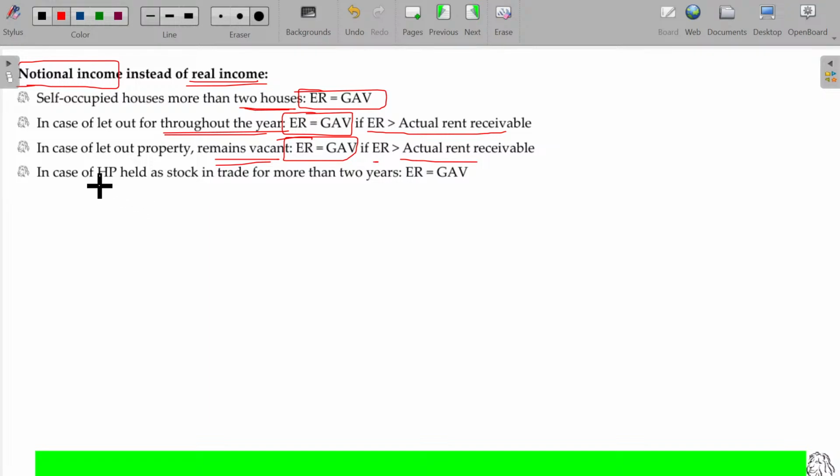In case house property is held as stock in trade, sir, what can we do? If you are keeping the house property as stock in trade, it is allowed up to 2 years. Beyond the 2 years, it will be considered as let out and expected rent will be the GAV. If I am a real estate owner, a builder constructing flats, I constructed around 100 flats, and I promote the places and sell the flats. So I constructed 100 flats and out of 100 flats, I sold 50 flats.